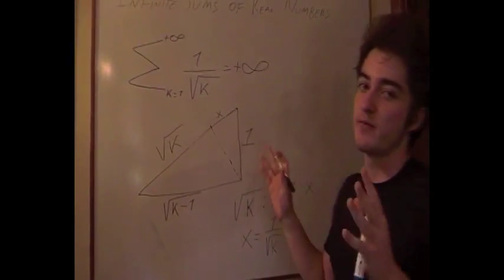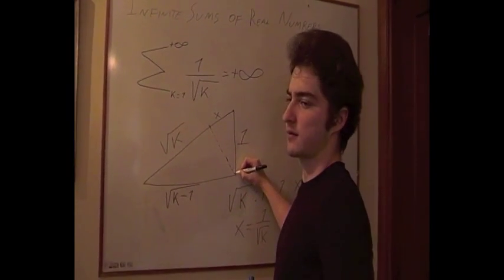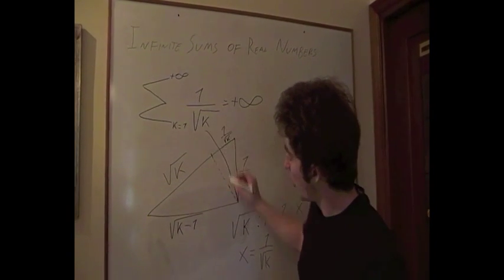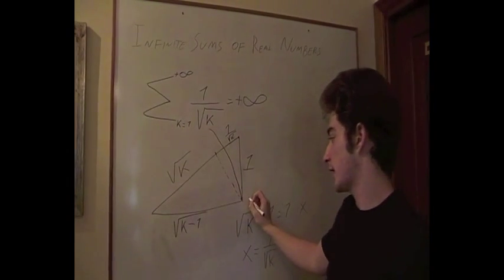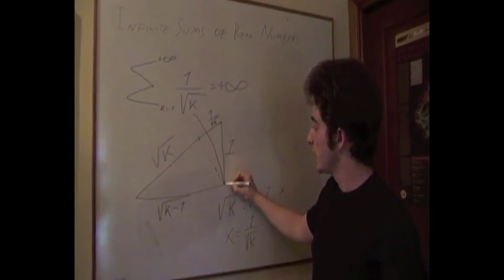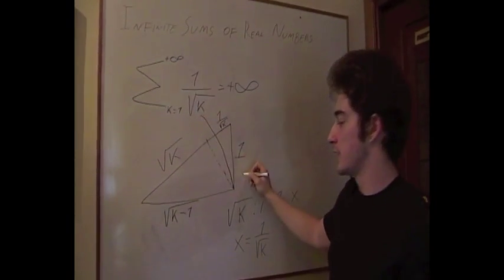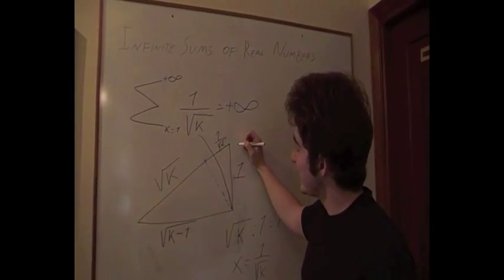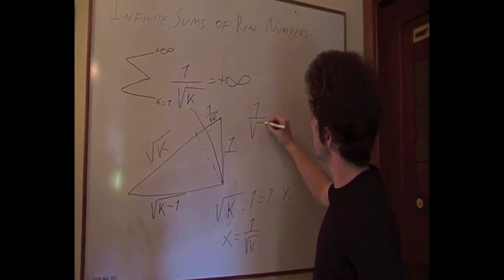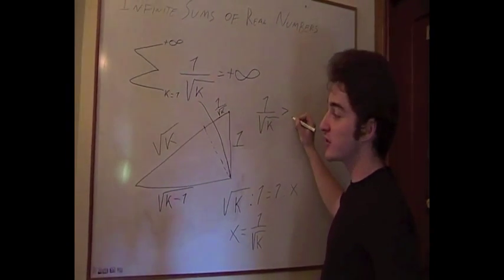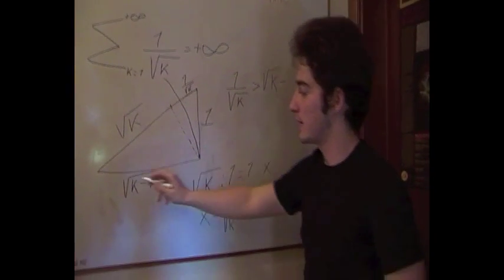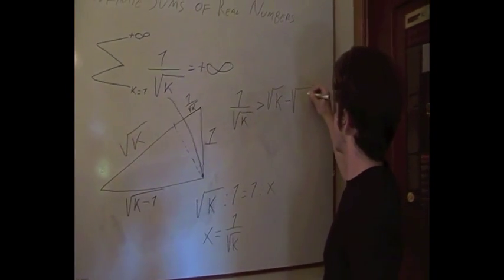Now let's imagine that we have a big compass. We take our giant compass and we point it, opening it at the value of root of k minus 1, and we swing it out like this. Close enough. And we see that 1 over root of k is greater than what? Than the hypotenuse minus root of k minus 1.